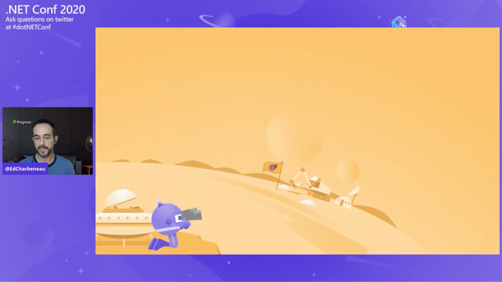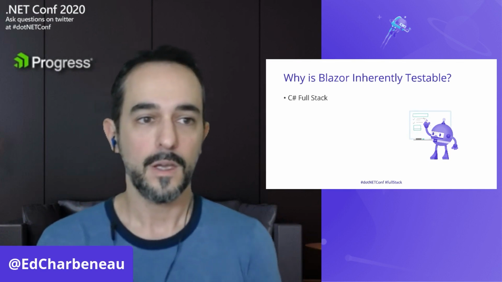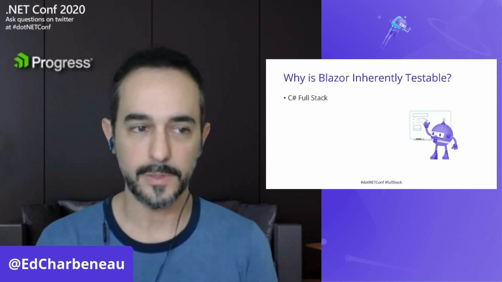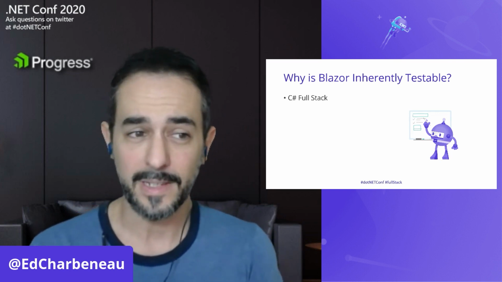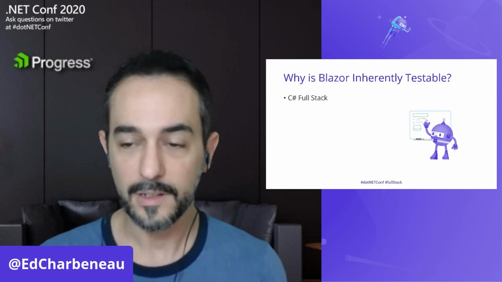So if you're looking at building a Blazor application, you're looking at the landscape of what's been developed over the last couple of years of Blazor and all of the cycles that we've gone through with Blazor all the way up to .NET 5. You're probably wondering how testing fits into all of that ecosystem. So Blazor, in my opinion, is actually very inherently testable. One of the big reasons behind that is because it is full stack .NET. It's C# from end to end.